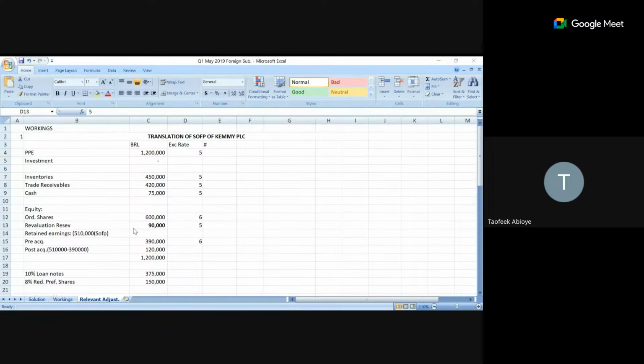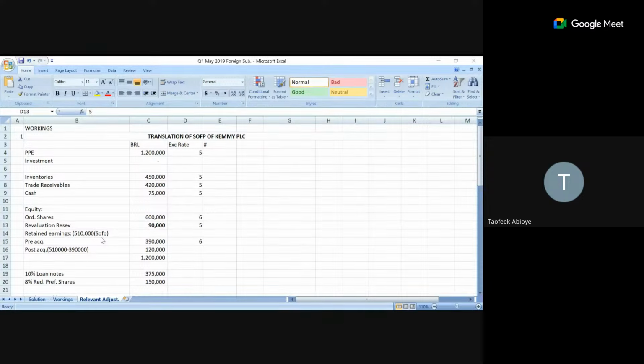Ordinary all equity items is at DOE rate. Now, that is just by the way. Now, there's another twist to foreign subsidiary, and this is the twist. Let's go back to our question. How much is the retained earning in the SOFP? If you check retained earning in the SOFP, you see 510,000. The examiner told us in the additional information 1 that the pre-acquisition profit, that means retained earnings at DOA, is 390.